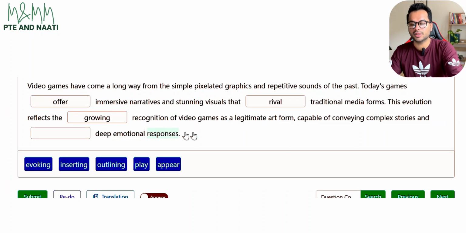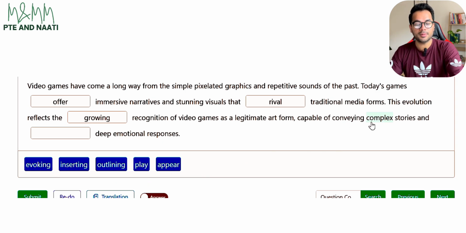This evolution reflects the growing recognition of video games as a legitimate art form capable of conveying complex stories. That's one thing. And dash deep emotional responses. Now here I would be using the rule of the conjunction and. We have got the word and, and on either side of the word and, we need a similar form of verb. Now here they say capable of conveying, ing, complex stories and dash deep emotional responses. So we need a verb over here, an action word with ing. So play and appear can't be the answer. So the only three options can be evoking, inserting or outlining.